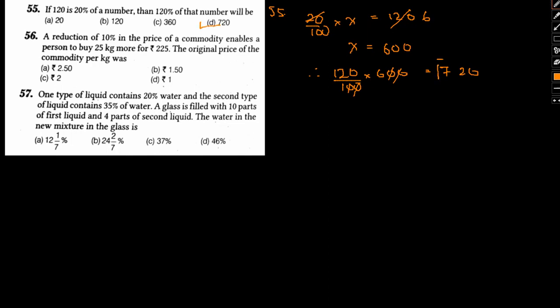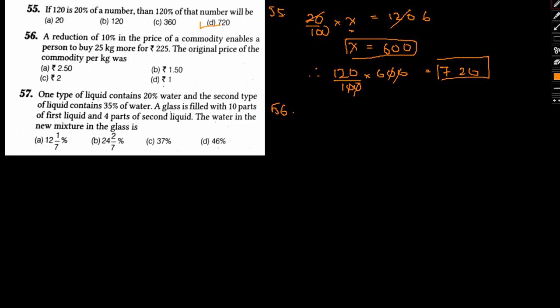Okay, I hope this is clear. So 20% of x is 120, so x turns out to be 600, and 120% of 600 is 720. Okay, I hope this is clear. So now let's move on to question number 56.